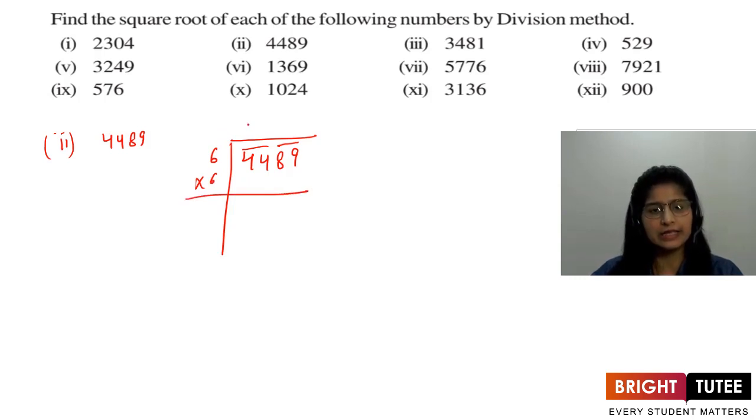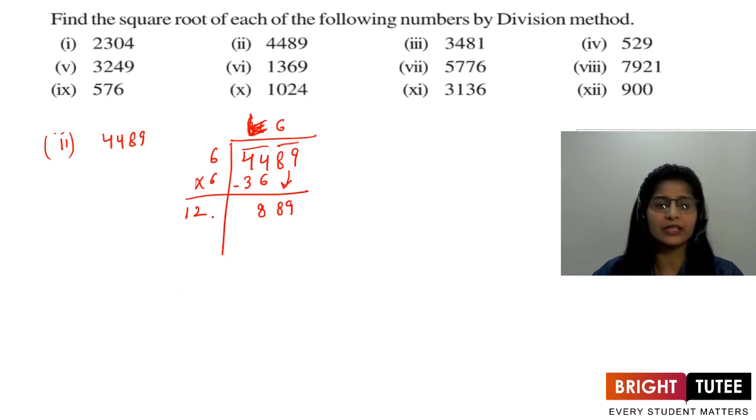6 6s are 36, and 6 we will write here. Let's subtract it. 44 minus 36 will be 8, and here it will be 0. Now what to copy? 89. Double of 6 is 12. Now we need to think of a number here so that when we multiply we get 889.